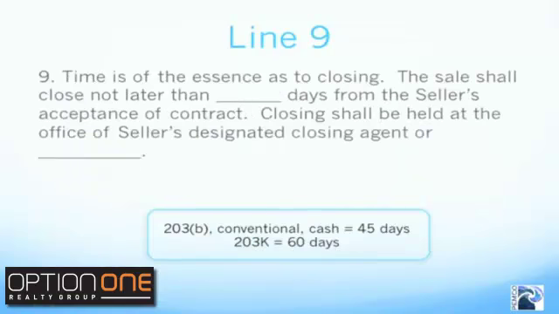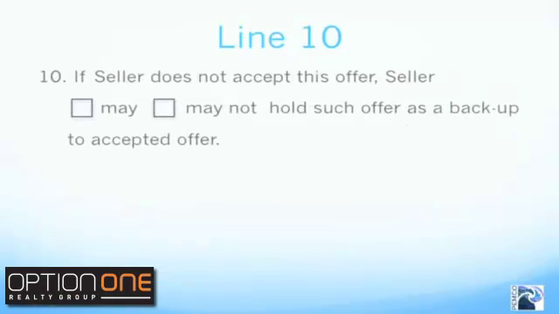Line 9 is where you will state the closing timeline. For normal closings like 203B or conventional or cash closings, 45 is the appropriate number to fill in. For 203K closings, this blank should be filled in with 60. The next blank you can totally leave blank. Don't even worry about it.